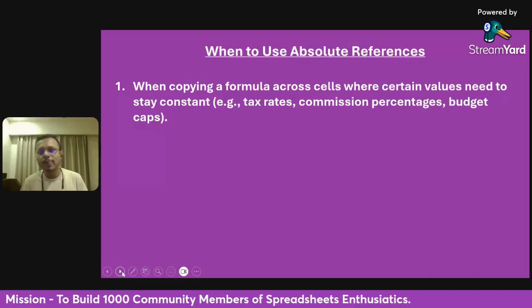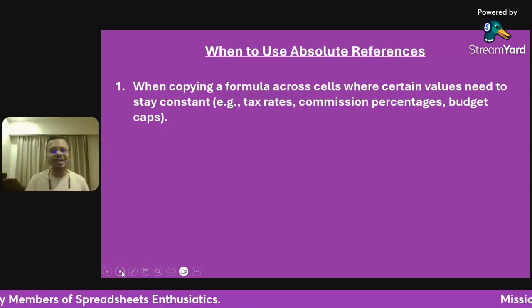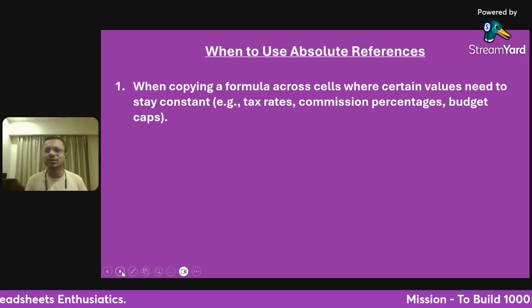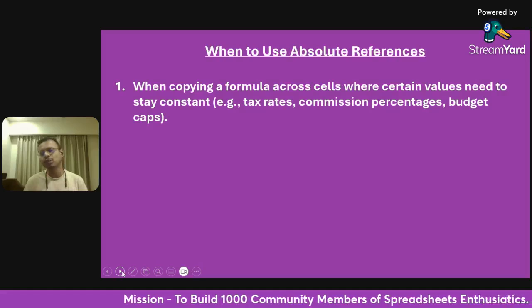Commission percentage, you're giving certain vendors 15%. Certain vendors you give 10%. Certain vendors you give only 5%. Based on that, your answers vary. So this is where your references come into good use.